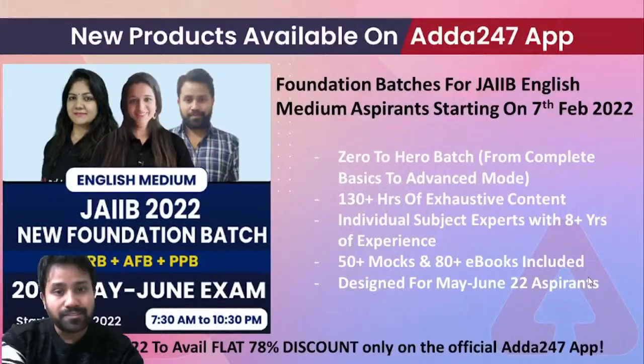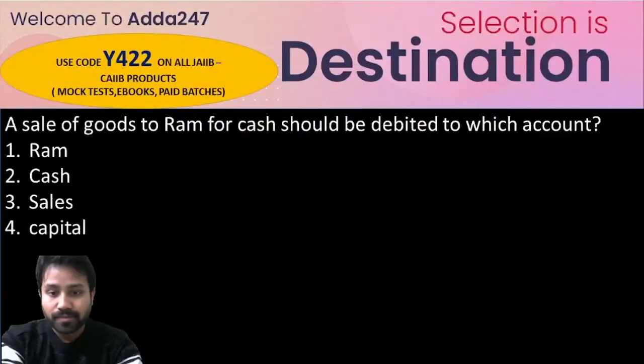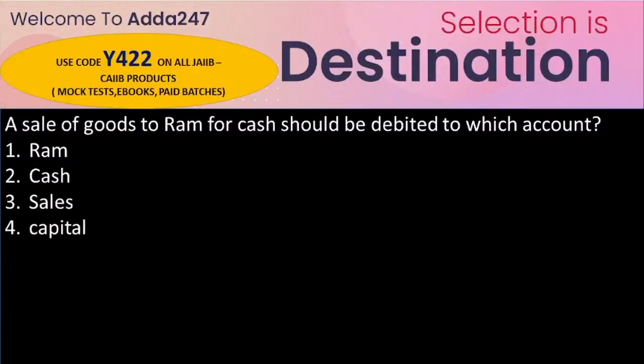Okay, so now let's start the session. Okay, so first question is, a sale of goods to Ram for cash should be debited to which account? Like I always explain in my lecture how to make debit and credit entry for any transactions. So the first thing you have to do, you have to first recognize which accounts are possibly included in the transaction. Okay, so this is a transaction where goods are sold to Ram for cash. So we have to make a debit and credit entry for this particular transaction.